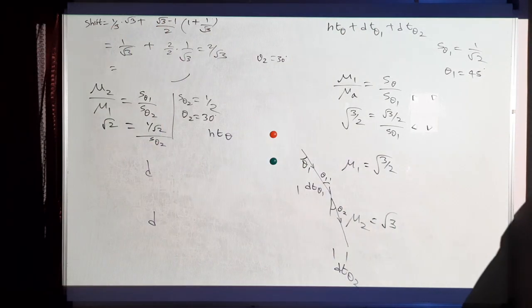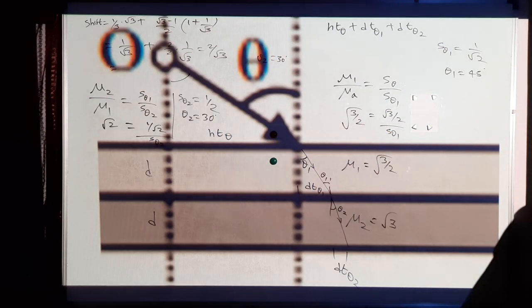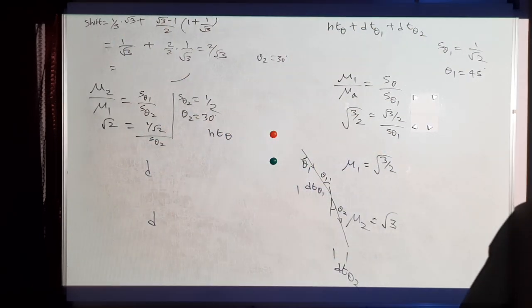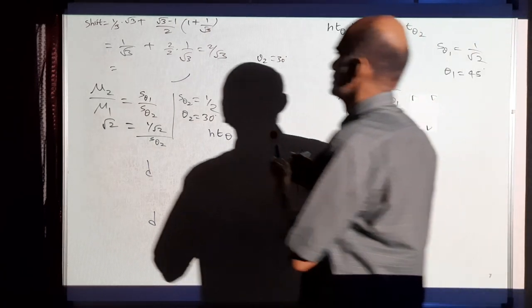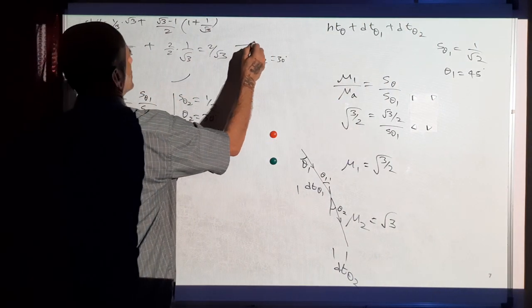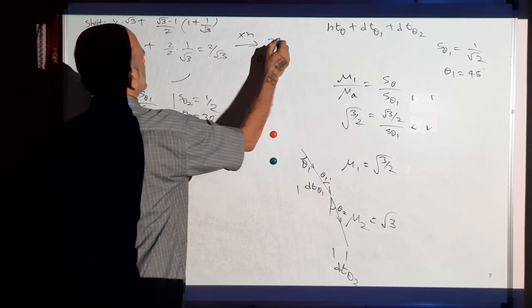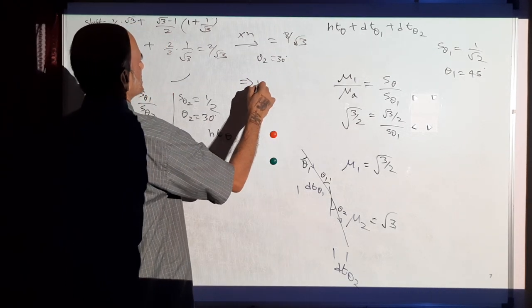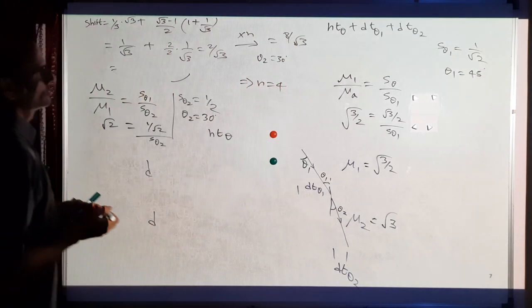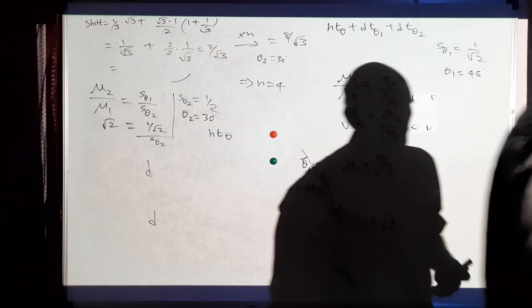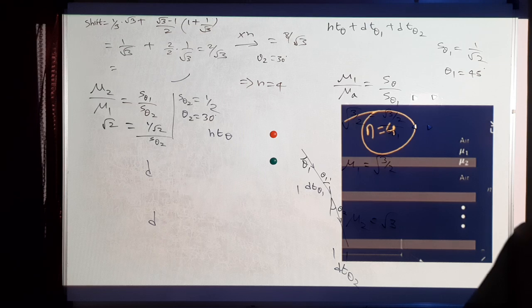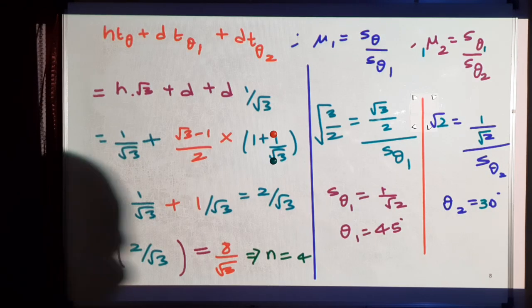And the total shift after it passes through n units is 8 by root 3. So this multiplied by n should be equal to 8 by root 3. That means the number of units is 4. 4 is the correct answer. So this is what is explained here.